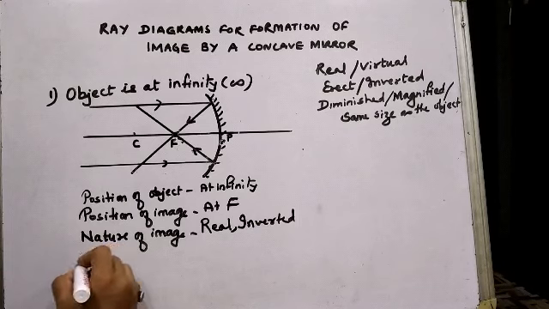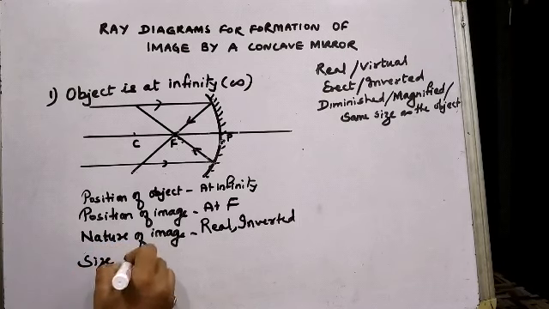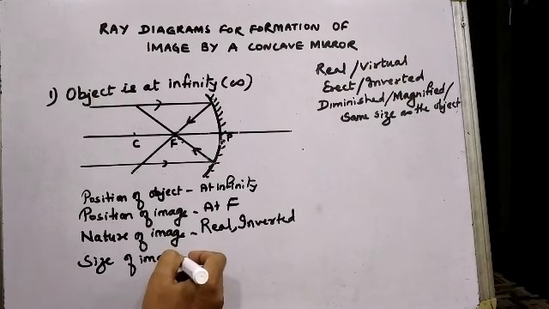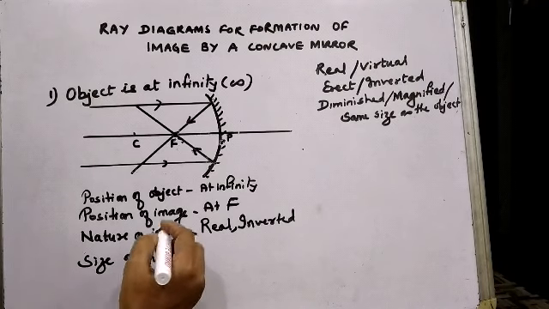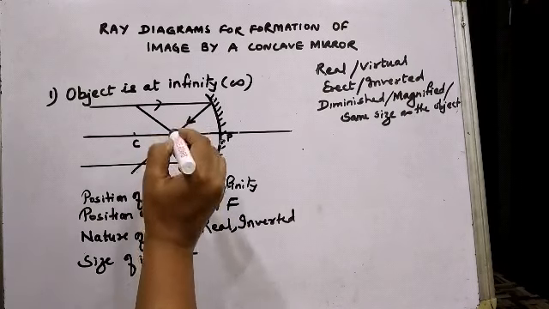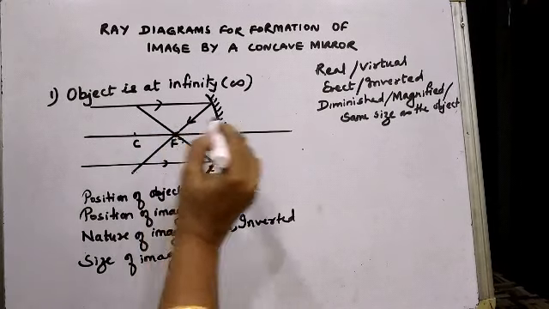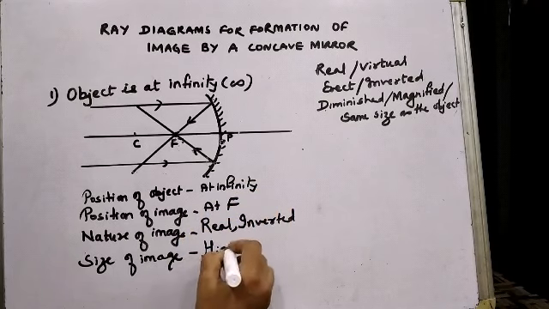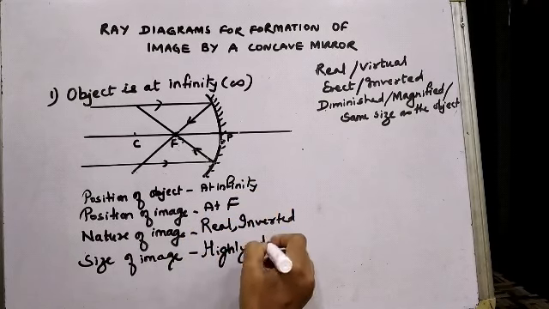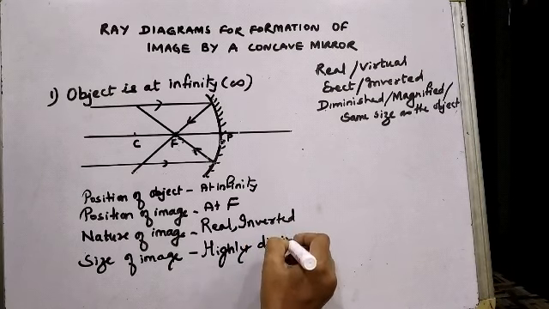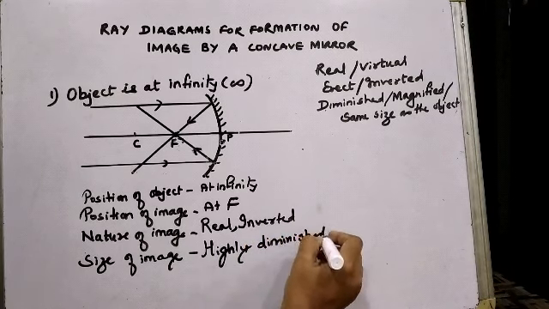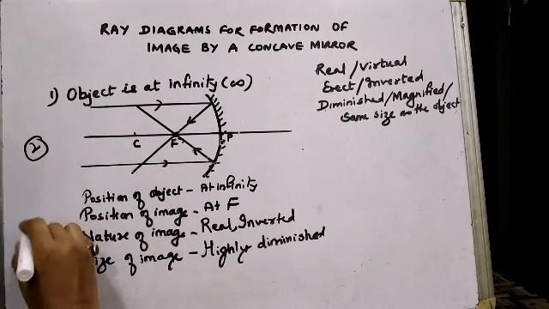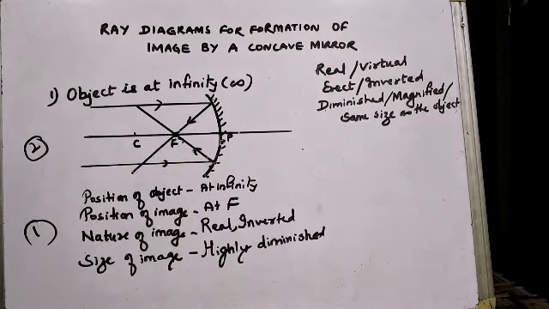And under size of image, I will have to write whether the image is small, big, or of the same size. Now object is very far, that means it is very big. But the image formed is a dot size image. That means the image is diminished. Not just diminished, it is a highly diminished image. So size of the image is highly diminished. So ray diagrams carry 2 marks. We give 2 marks for drawing the ray diagram and 1 mark for writing down the description.